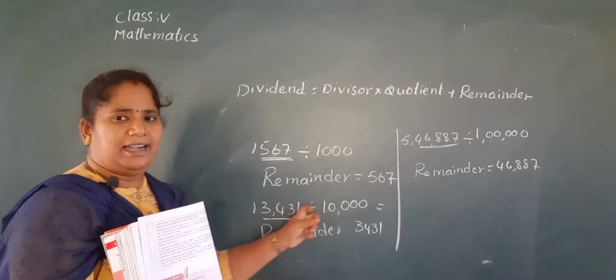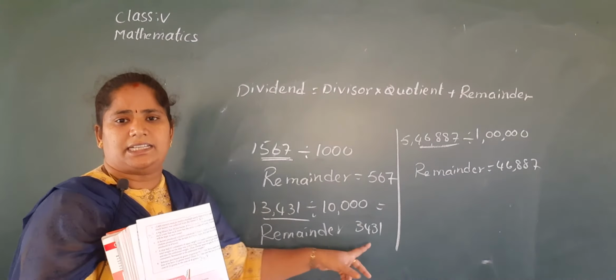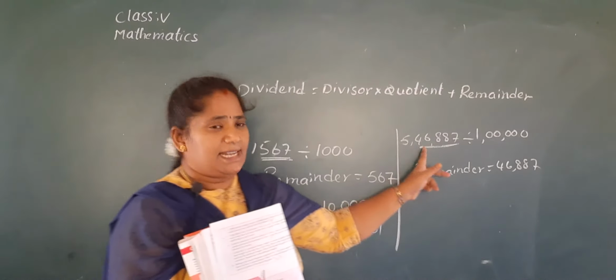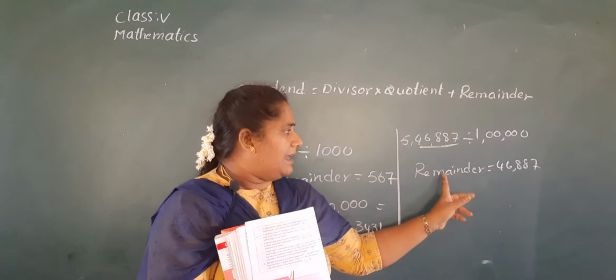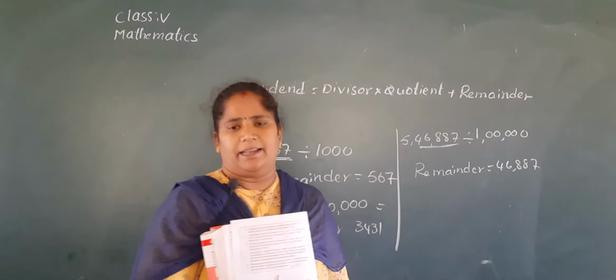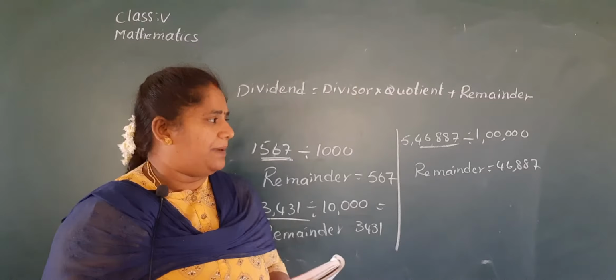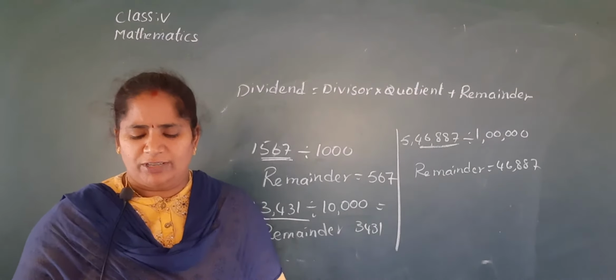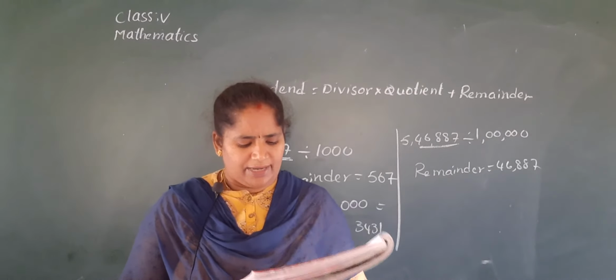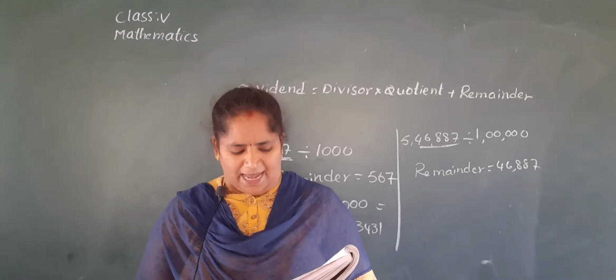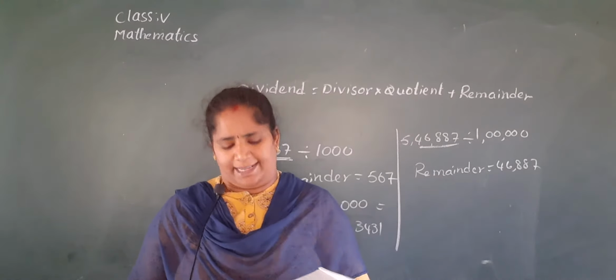If the number is divided by 10,000, the last 4 digits become the remainder. If the number is divided by 1 lakh, the last 5 digits become the remainder. Okay? This we completed in the previous classes. Now, key concepts. What is given in the key concepts? We multiply. When we multiply, I already explained to you.